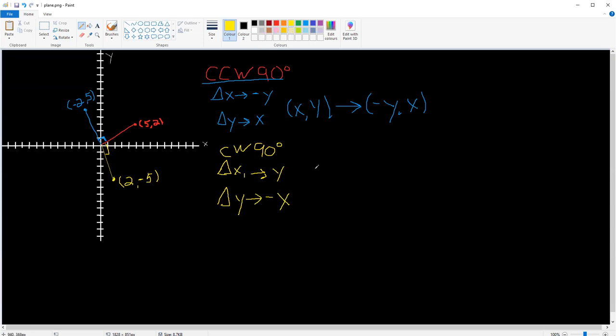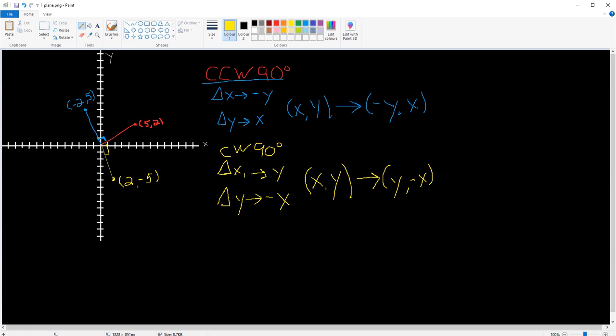Okay, and this one is (x, y), and it would rotate to our x coordinate y, comma, negative x. So that's a rotation of 90 degrees clockwise. So our x coordinate is y, and our y coordinate is the negative of the original x.